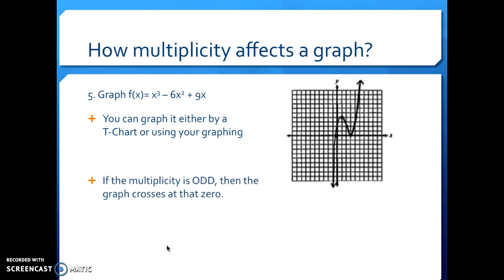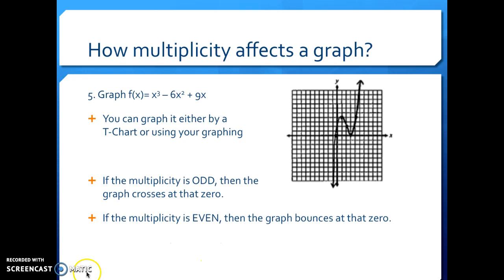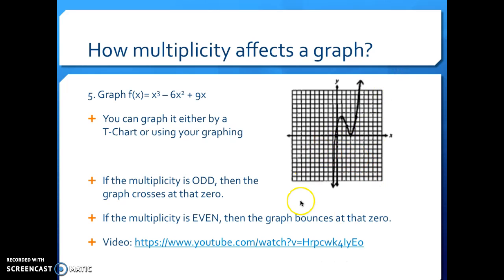If the multiplicity is odd, then the graph crosses at that 0. If the multiplicity is even, then the graph bounces at that 0. So notice that it crosses at 0, okay? So let's watch a video more on how multiplicity affects a graph.